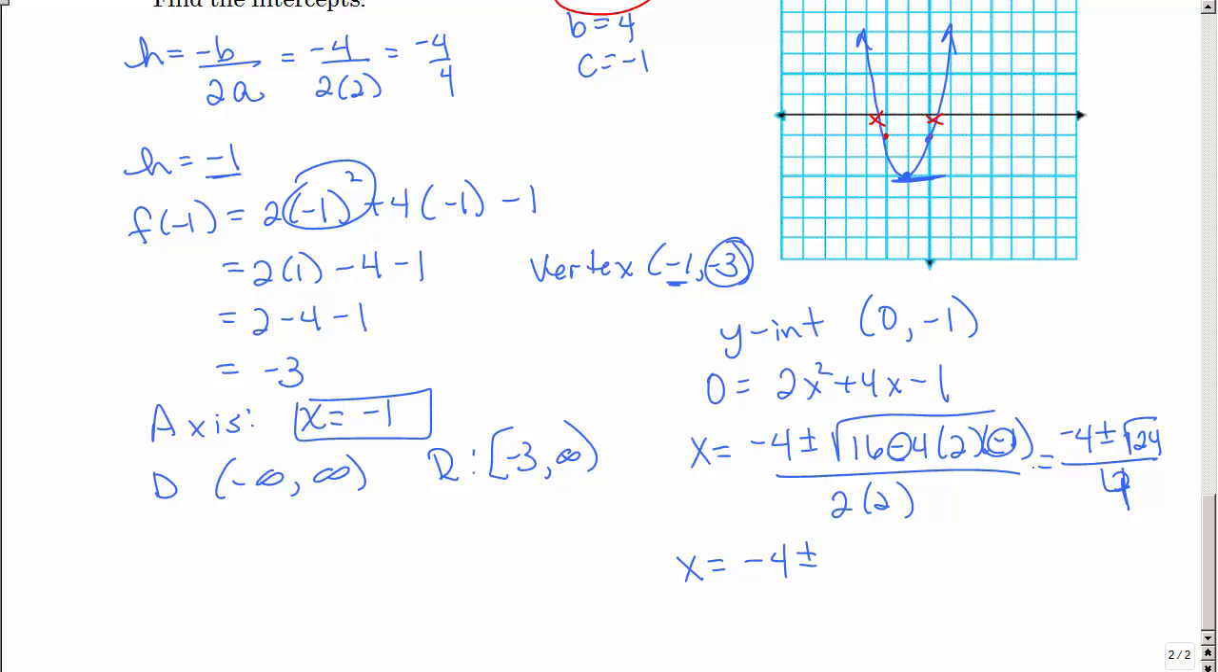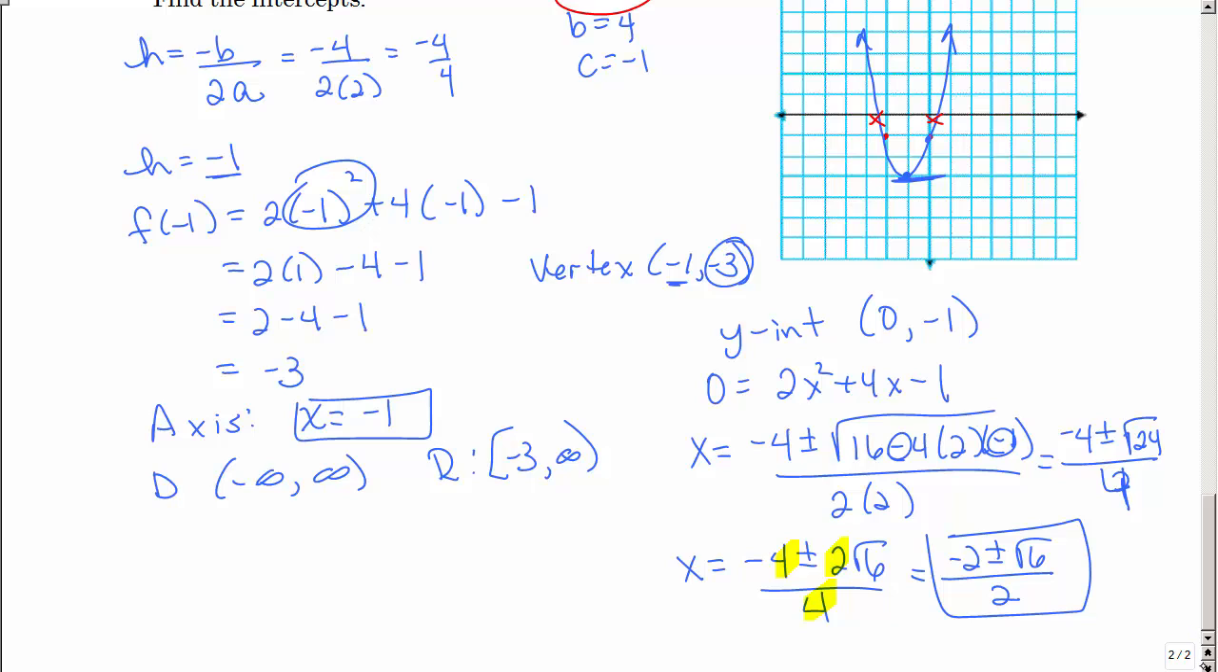So simplifying the square root of 24, I can take out a 2 and leave a 6. Now, what are these all three divisible by? They're divisible by 2. And those would be my x-intercepts.